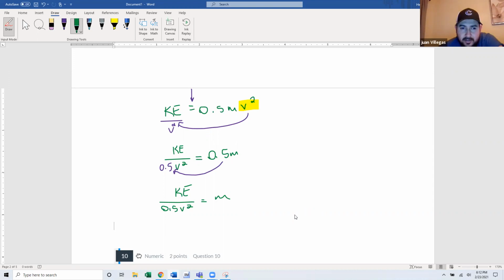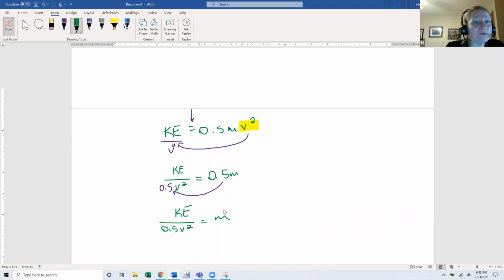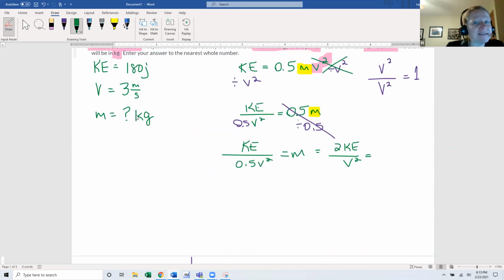I got totally lost. You got what, Juan? I got lost. You got lost on which one? Both of them? Why we moved the 0.5? Because all we want by itself is M because we're trying to find mass. So we need that little M to be by itself in the equation.